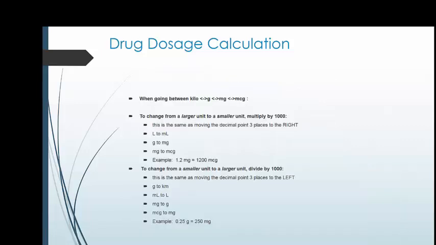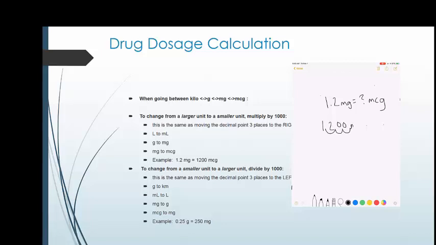Now, when we are going back and forth between the kilograms to grams, milligrams, or micrograms, if we're going from a larger unit to a smaller unit, we're going to multiply by 1,000. This is the exact same thing as moving that decimal point 3 spots to the right. So in your example here, 1.2 milligrams. If we want to go to micrograms, we're going to the right because we're going to a smaller unit. So we are going to move that decimal from between the 1 and 2. We'll go over 1, 2, 3 spots, fill in those spots with zeros, and so you get 1,200 micrograms.